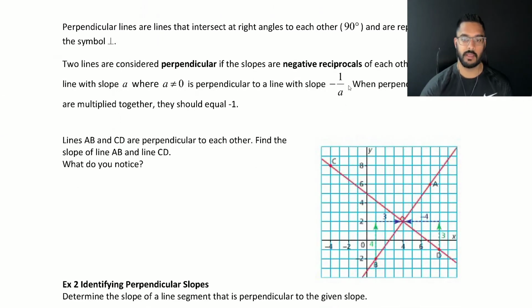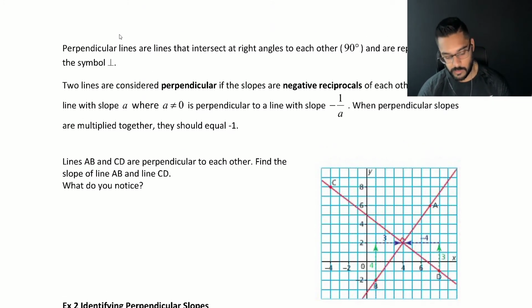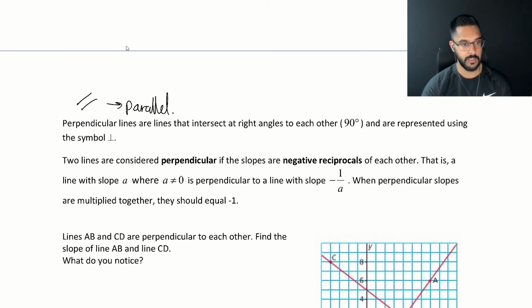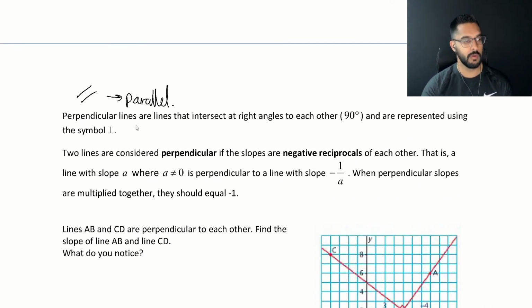Okay, here's the other case then. Perpendicular lines. Now these are the ones that intersect at those right angles, and they have a 90-degree, that's what right angle means, and are represented using the symbol that looks like an upside down T. The other symbol which you might see looks like two lines, that's for parallel. I don't know if it said that up there or not. But you've got your perpendicular symbol.